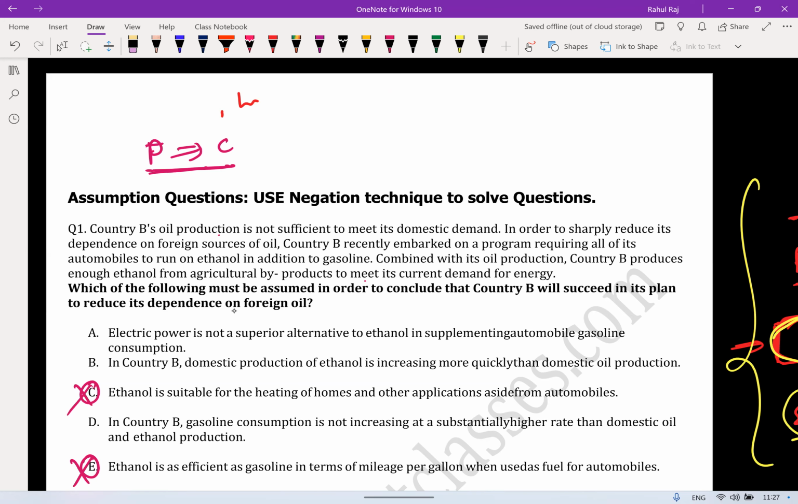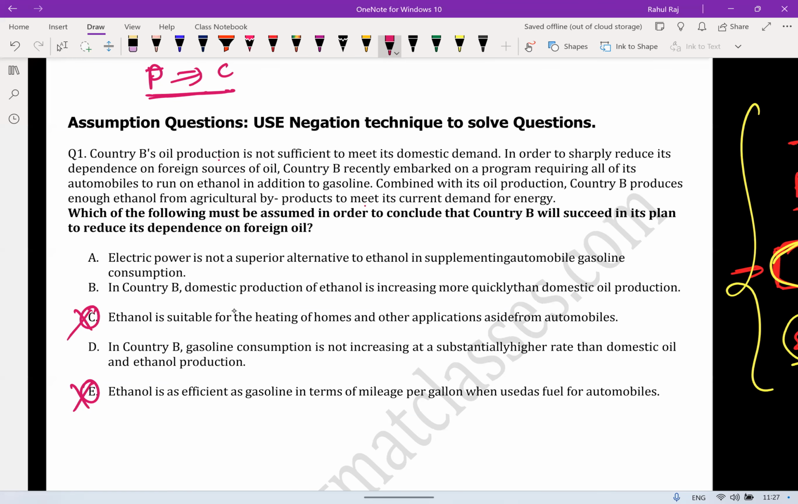Now come down to the question here. Which of the following must be assumed in order to conclude that? Assumed. So A says electric power. Is electric power in the discussion of the argument? No. So I can close my eyes and remove it. Option number C and E, I have told you, are straight away wrong because they are trying to say what ethanol will do, and there is no discussion about ethanol in the passage. The only discussion is that ethanol is introduced to reduce the input. That's it. There is no extra discussion about ethanol.